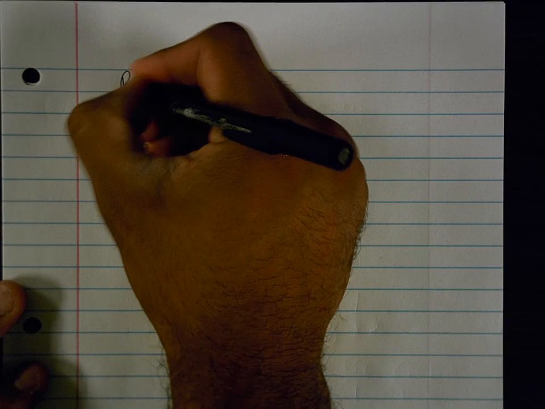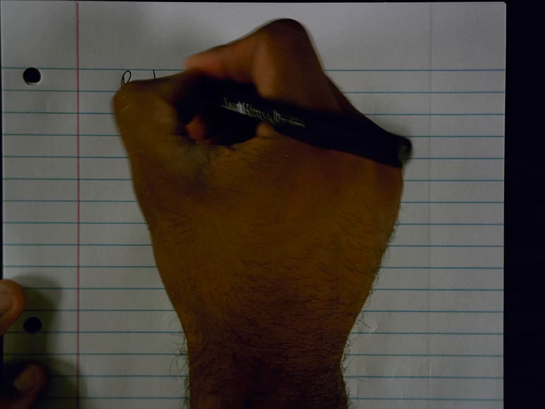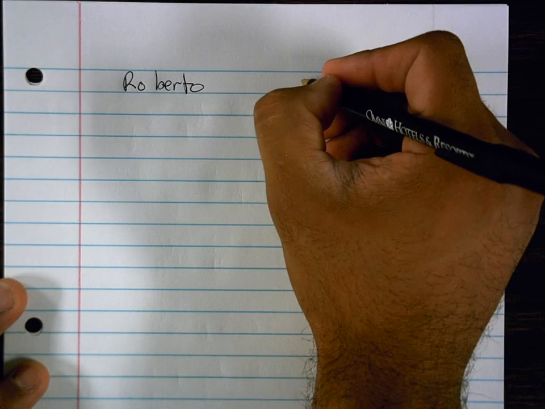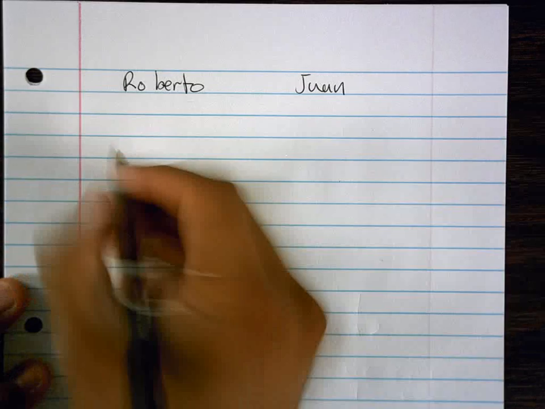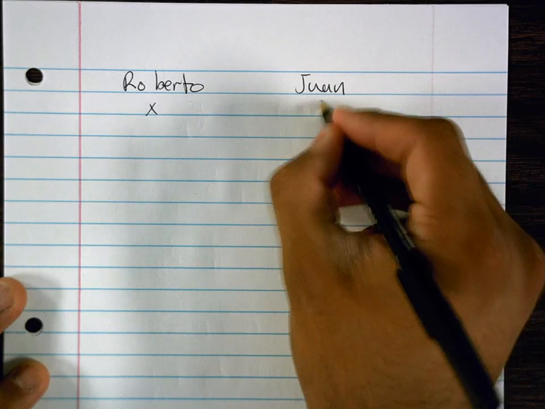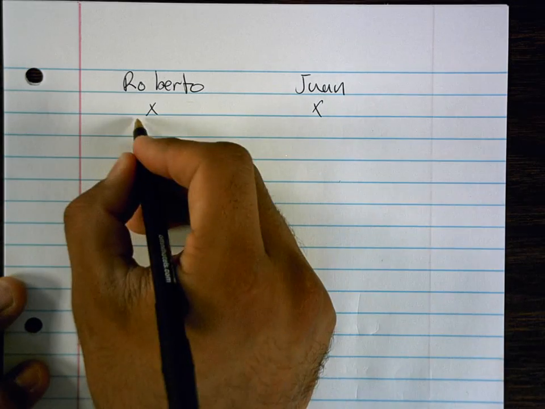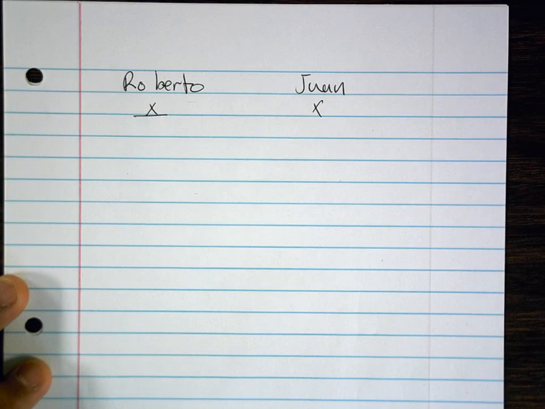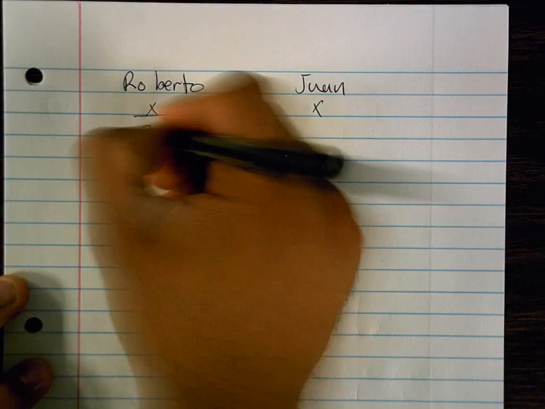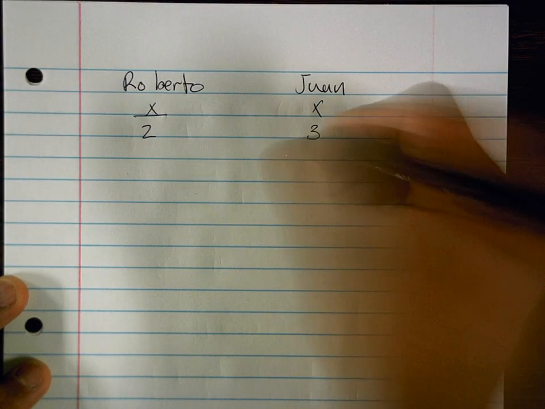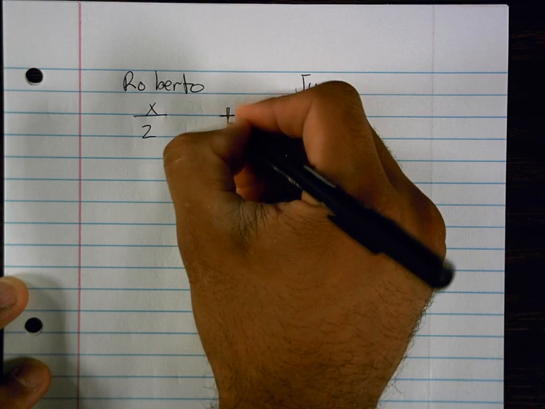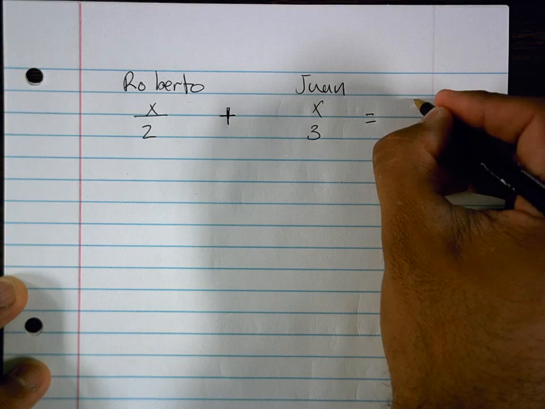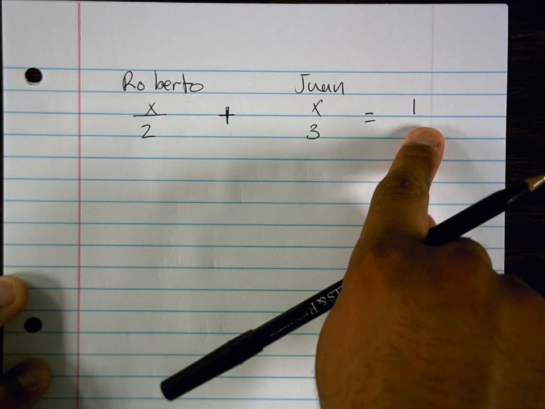So basically you have Roberto and Juan. Their combined rate is x. We don't know what it is. That's the question. Roberto can do the job in 2 hours. Juan can do the job in 3 hours. We want to add their rates together, and figure out how long it would take them to do one job. These are always equal to 1.